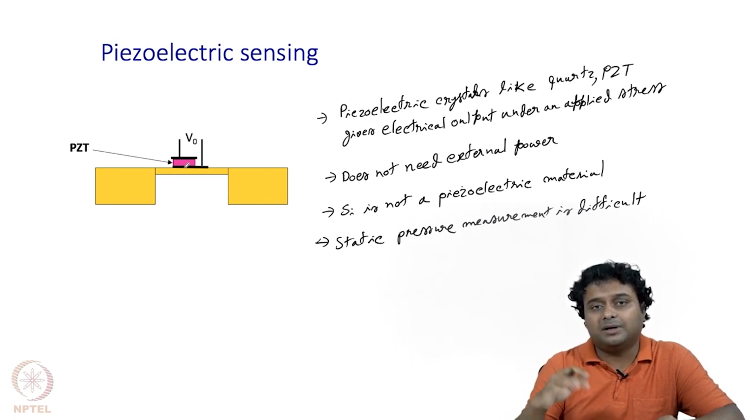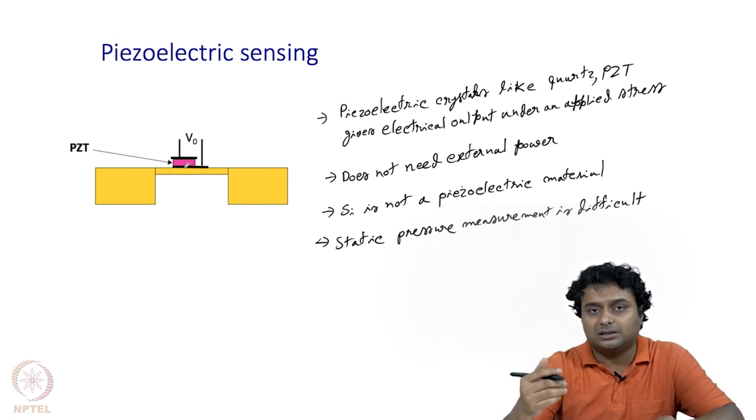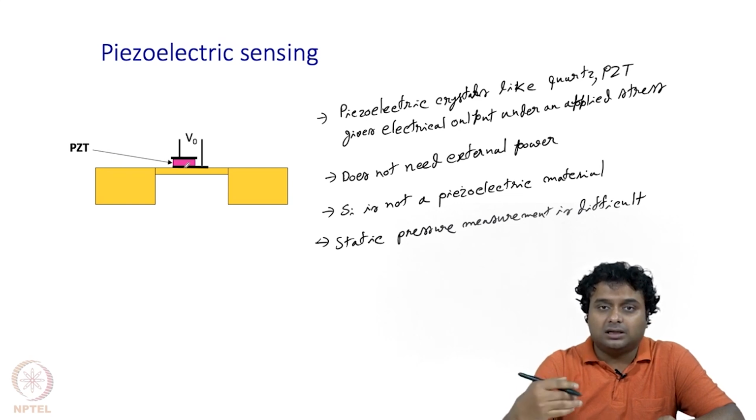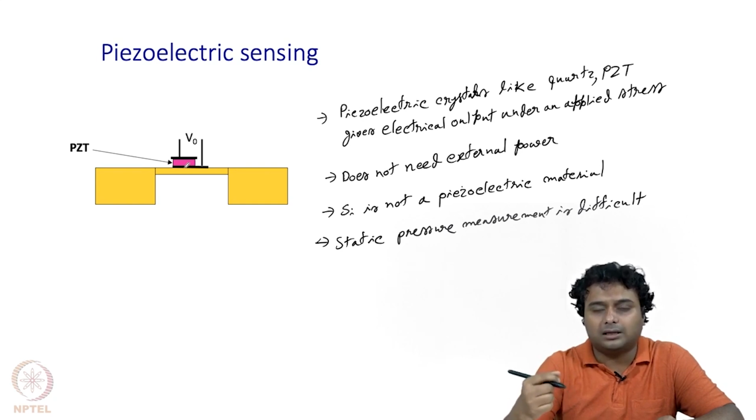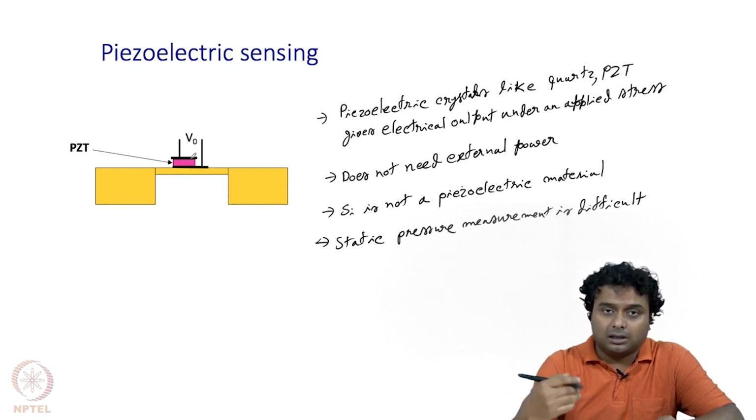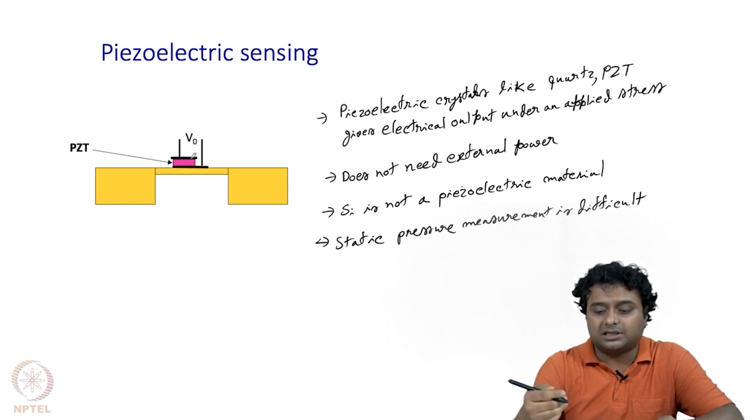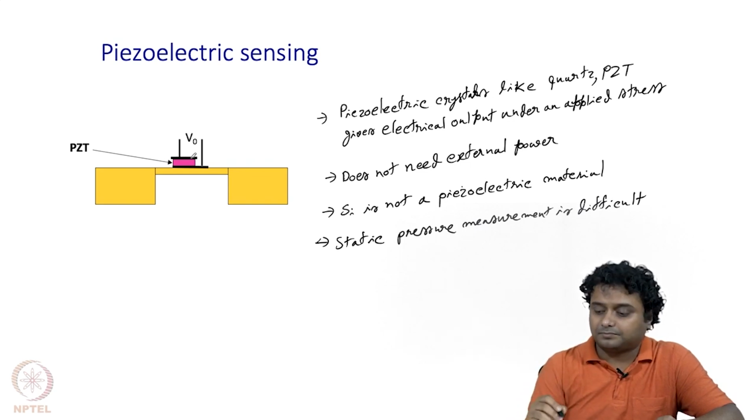But if the membrane is vibrating, then the charge generation is changing with time and at a high frequency. If it is changing at a high frequency, then in that small time period it does not have time to leak through the insulating material or the PZT material. So in that case we can measure the charge oscillation and can measure how much frequency or amplitude the membrane has. So, in those dynamic cases we can use this kind of piezoelectric sensing.